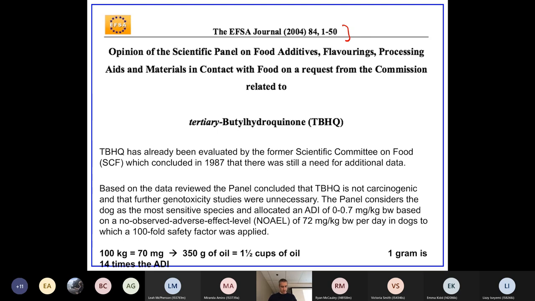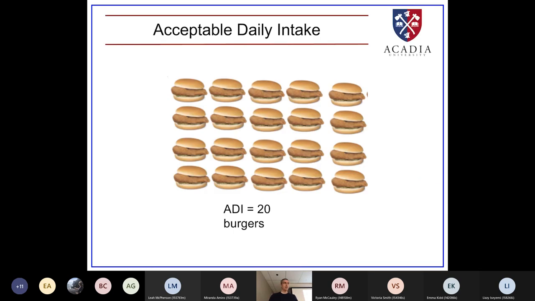Anyway, they say it's safe. They have limits here. The ADI is the acceptable daily intake of up to 0.7 milligrams per kilogram with no adverse observable side effects. And so what they do is they take that same amount, divide it by 100, and that's what they set as the regulation for what can be in human food. So that means you can have 20 burgers a day and safely remain under your scientifically determined acceptable daily intake for Chick-fil-A chicken burgers for TBHQ. Not that I'm recommending 20 of these a day, but hey, according to science, this is what's safe.